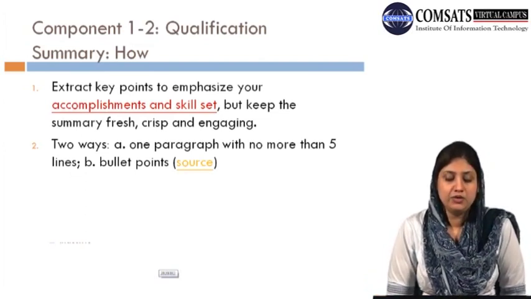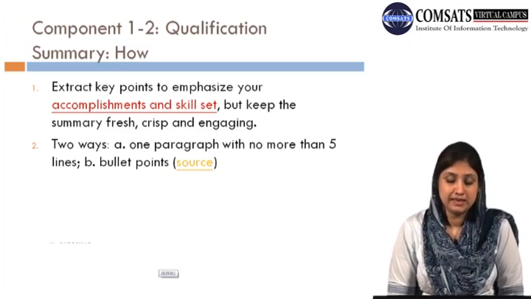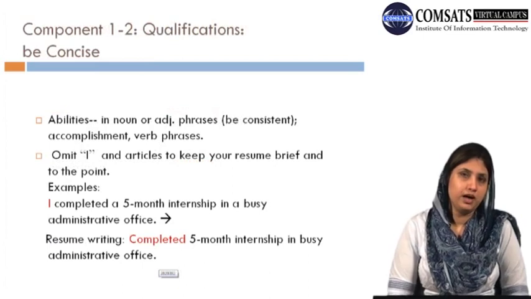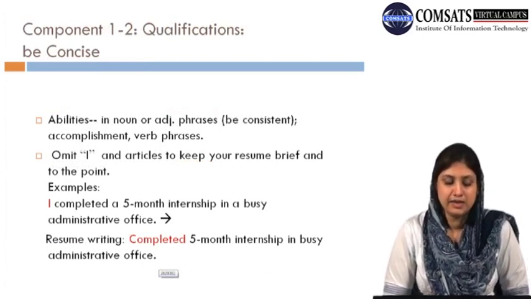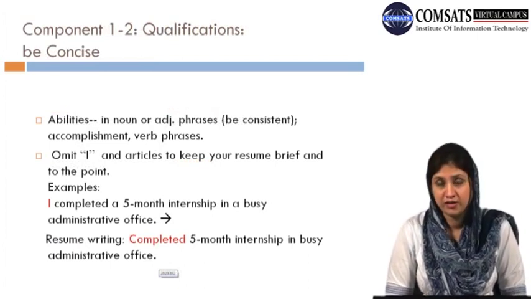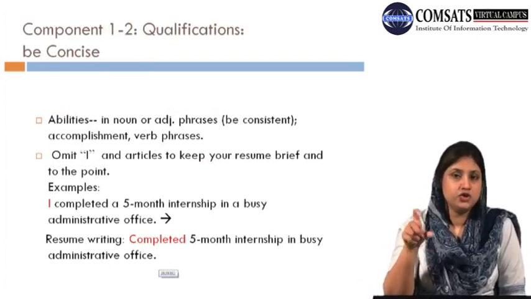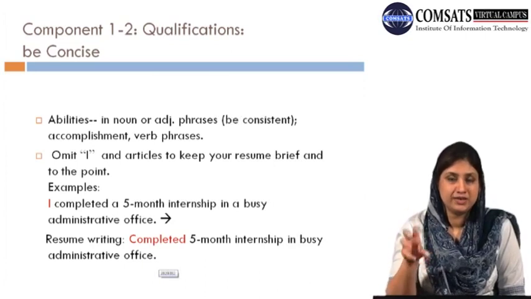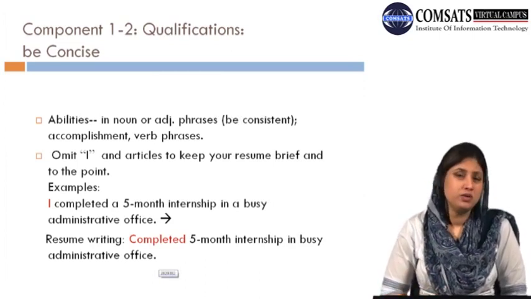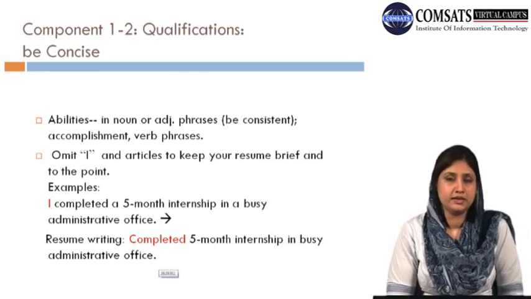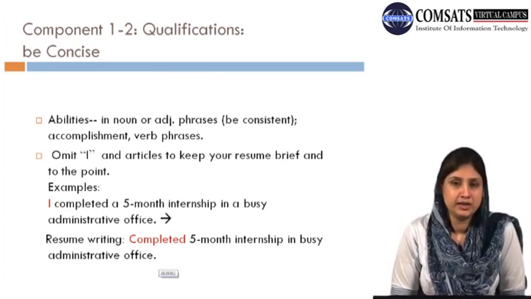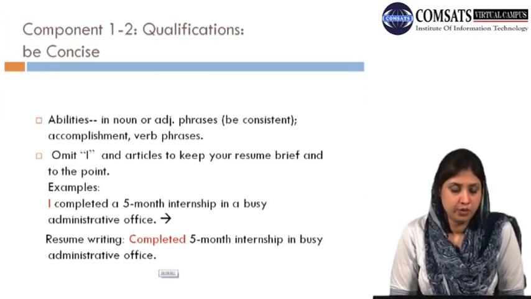All right. So how do you give a qualification summary? Extract key points to emphasize your accomplishments and skill set, but keep the summary fresh, crisp, and engaging. And how do you do your qualification section? For that, you need to talk about your abilities in nouns or adjectives. I've just shown you a list of adjectives or phrases that you can use, accomplishments or verb phrases. Omit I, using pronouns, because omit articles and pronouns and make it more like a presentation, like a listing that's easy to read and understand, and make it brief and to the point.